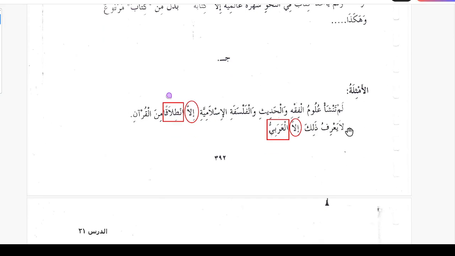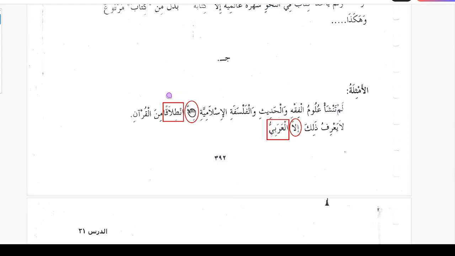We have some examples here. Lam tanshal ulumul fikhi wal hadisi wal falsafatil islamiyati illa intilaqan min al qur'ani. The sciences of jurisprudence, fiqh and hadith and falsafa, philosophy of Islam, did not produce illa, except intilaqan min al Qur'ani, except coming out of Quran. Means these three sciences or knowledge, they have come from the Quran.